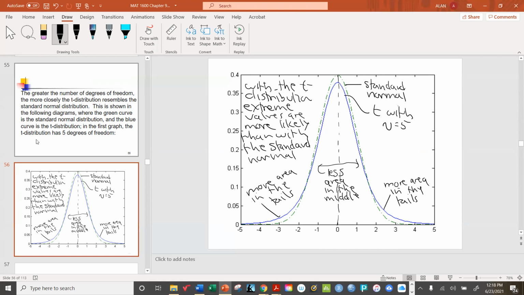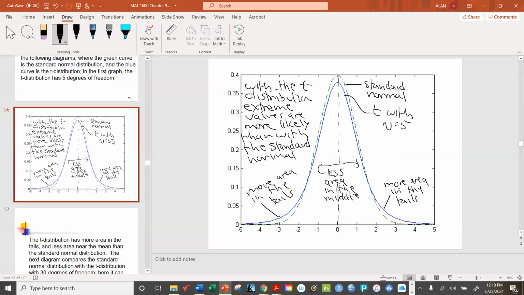Well, let's see what happens now when I increase the degrees of freedom from 5 to 30. All right. So right now the degrees of freedom is pretty low. That's 5. So you can see the difference between the two fairly clearly. But as I said before, as the degrees of freedom increases, the two will get closer to each other. In fact, I think you'll find it hard to tell them apart.